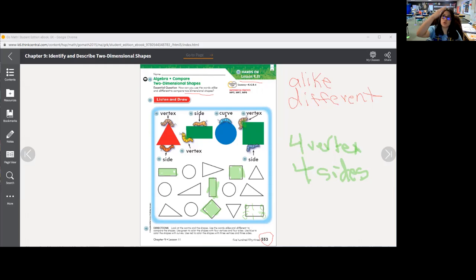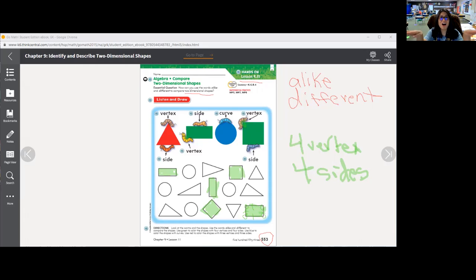Remember, a vertex is where one line and another straight line connect right there at that corner. That's a vertex. So yeah, this one does have 4 sides and 4 vertex. So we will color this one green. So everybody go ahead and color that one green. Okay, so now look at these shapes. All these shapes that are green all have 4 vertex and 4 sides.